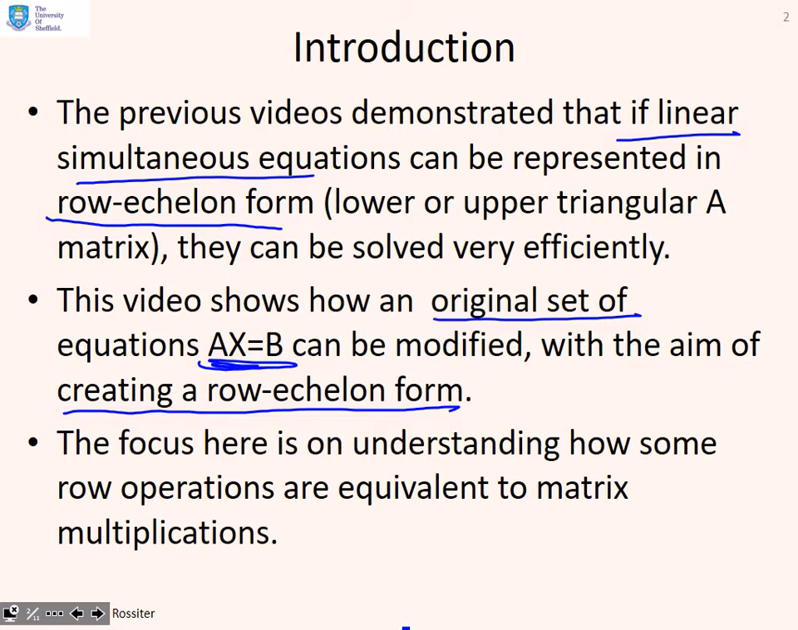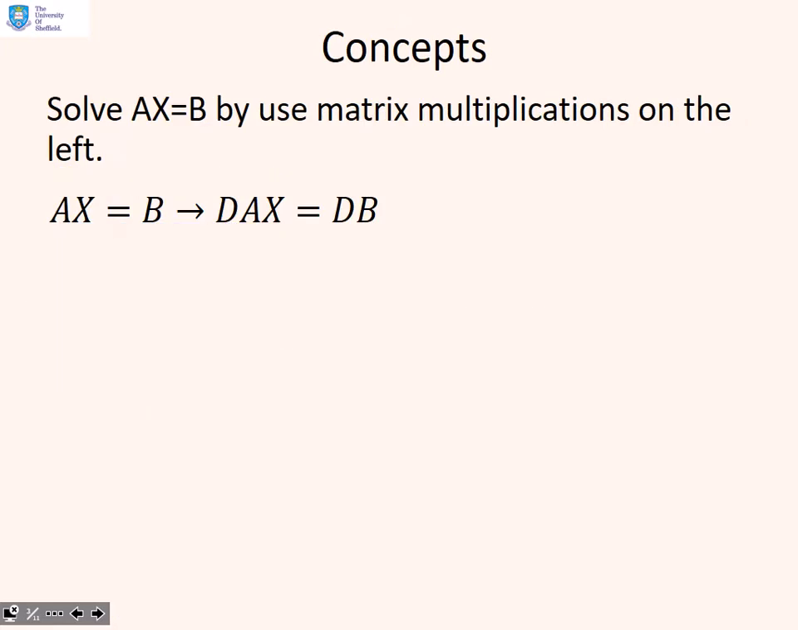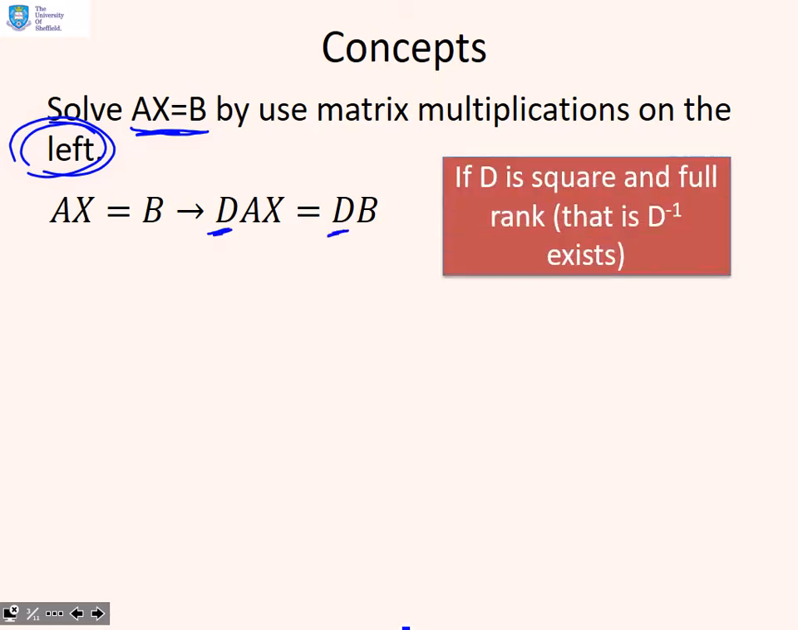The focus of this specific video is on understanding how row operations are equivalent to matrix multiplications. Some concepts then. We want to solve Ax equals b by using matrix multiplications on the left. That's key, on the left. So you'll see here we've pre-multiplied by the matrix D on both sides. And these two expressions are equivalent as long as D is square and full rank.